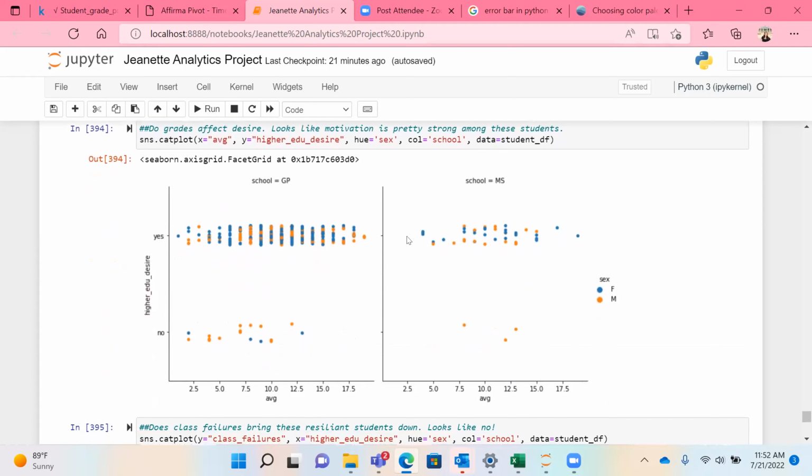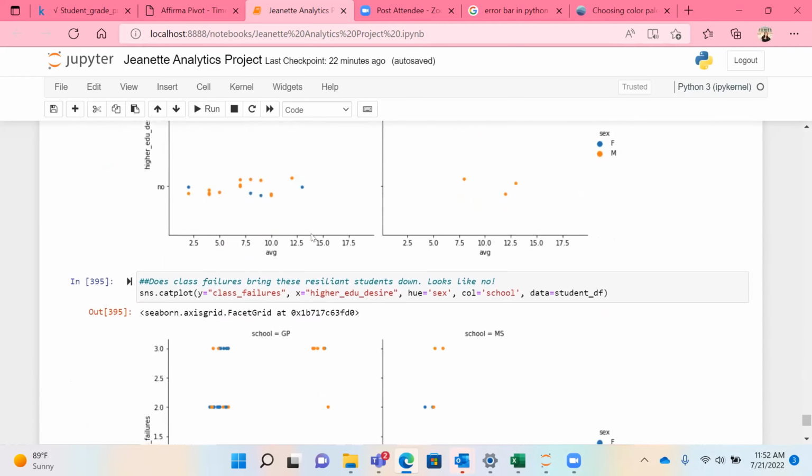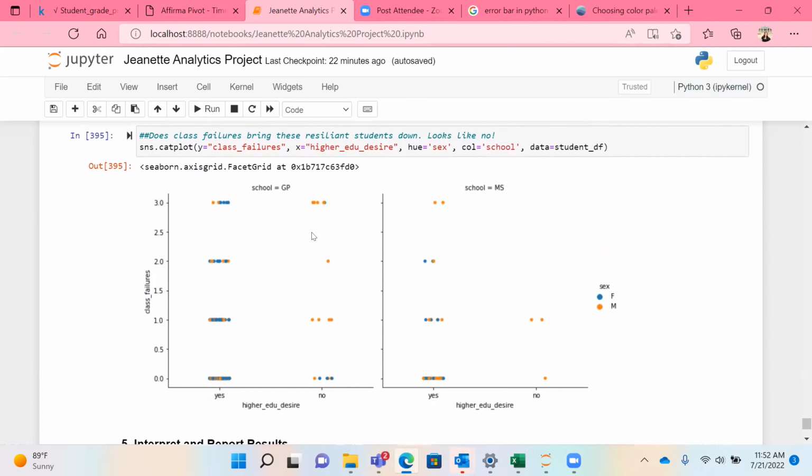As well, I wanted to see if how well people are performing in school made them not want to get a higher education. It looks like females might want to get higher education more, but again, there are other factors and grades. It looks like a lot of people, no matter how well they're doing in school, still want to get that higher education. Again, I was super intrigued, so I put in how many times they failed classes, and again, I saw that distribution of yes being the majority.